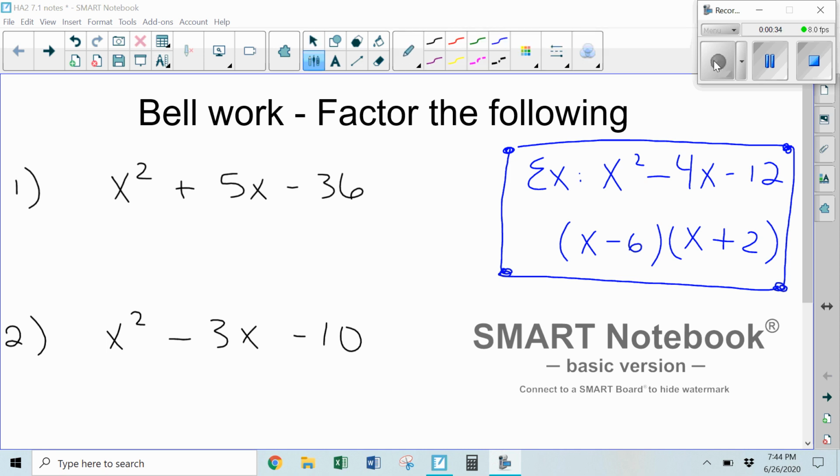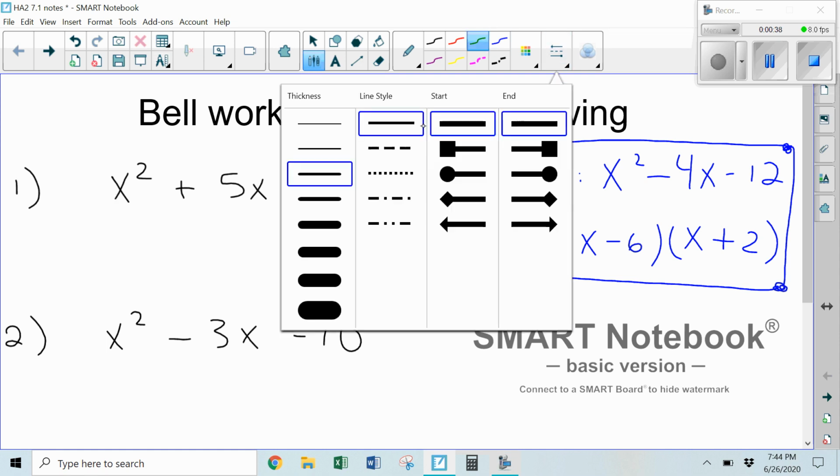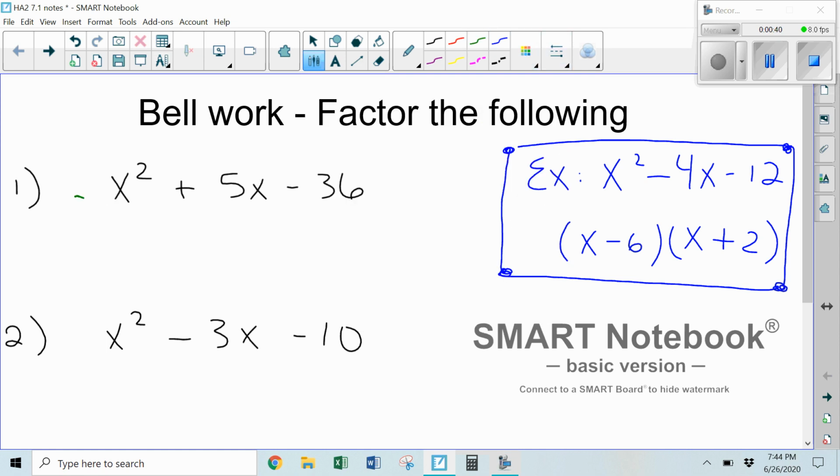So I gave you one where the A term, which is here in front of x squared, is 1. That's an easier factoring problem, so I'll start you off with some basic ones for today. That's called the A value, the B value is 5, and the C value is negative 36. Down here, A value is 1, B value is negative 3, C value is negative 10. If the A value is 1, it's usually an easier factoring problem.